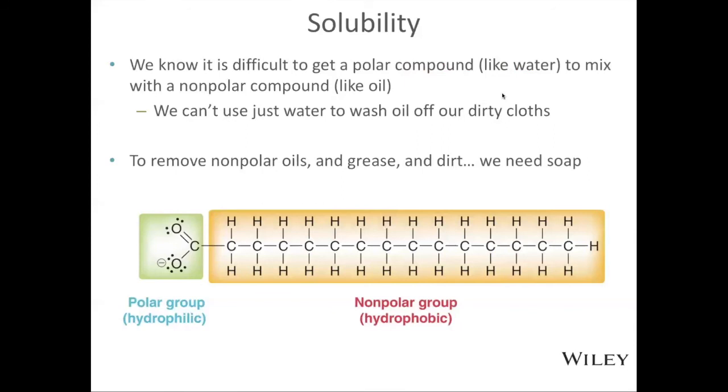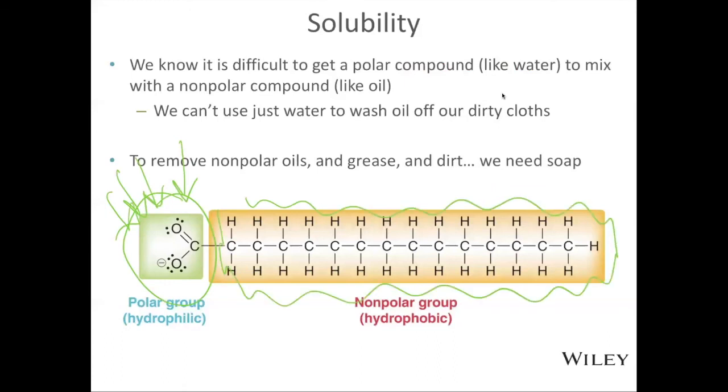We have to use soap. We have to use detergent. And what soap does is it has a polar head group. So that is going to like the water, right? And then it has this non-polar tail. And so that non-polar tail is going to attract and dissolve the grease or the paint or the dirt that's on our skin or on our clothes. And so this is called a surfactant.